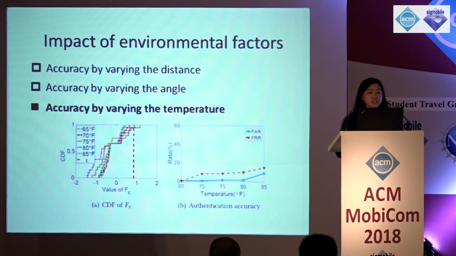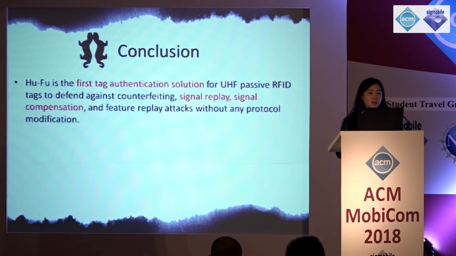The outside temperature may also change the hardware characteristic of the RFID tags. As shown in the figure, we find that when the temperature is smaller than 8 degrees, HuFu has stable accuracy. Now, let's quickly conclude our work.